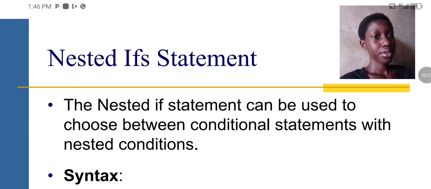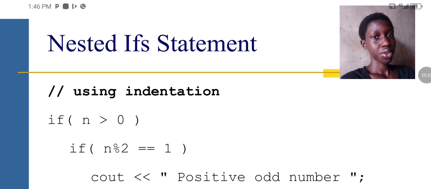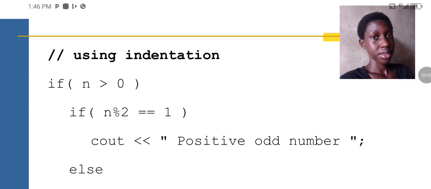For the nested if statements, it can be used to choose between two conditional statements with nested conditions. So just like the if-else statement, they are conditional statements, but the nested if has nested conditions to read as, let's say if, then the expression, then if again, then the expression, then your final statement. So this is also basic C++. We want to use indentation for proper understanding, or making understanding much more pleasant.